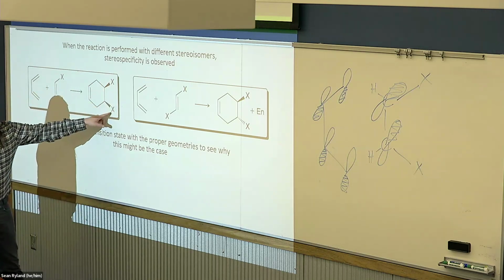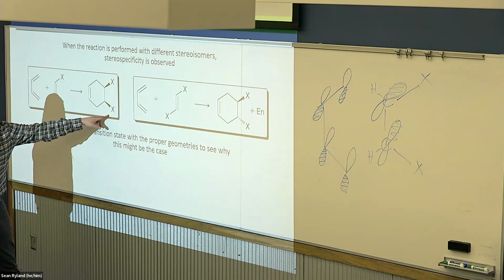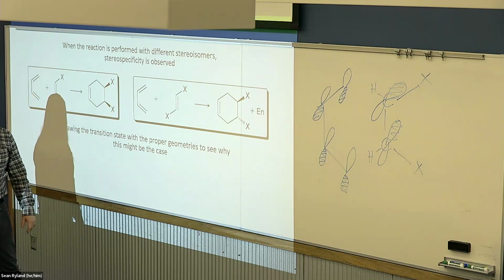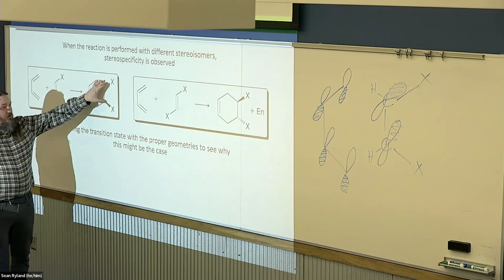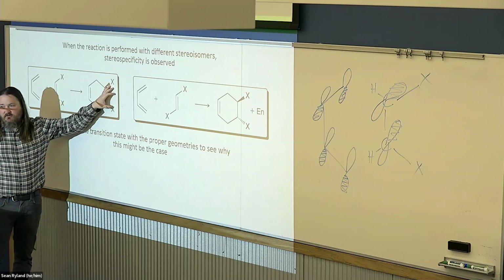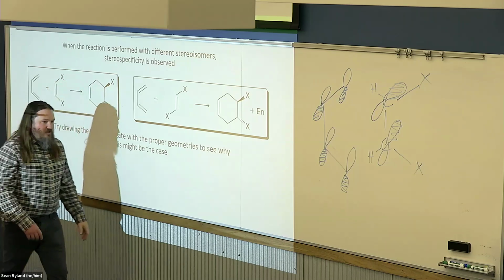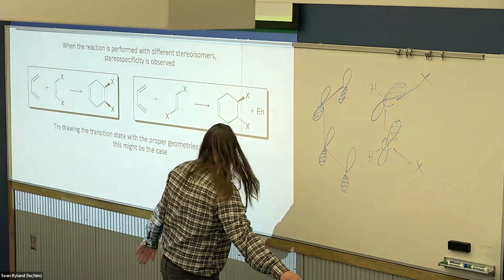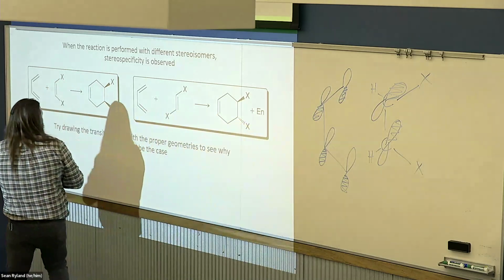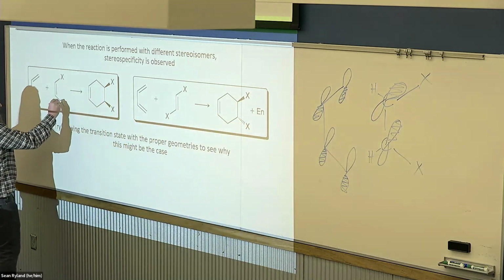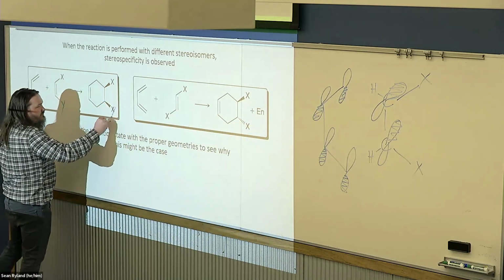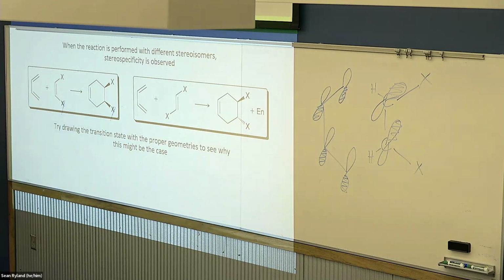If X is not the same as the other X, then we would get both enantiomers, but they would both be cis in each case. And so maybe it would make more sense if we call this, this is the meso compound, but if we call this a Y instead of an X. If it's two different things, then we can tell the difference. We don't have that internal mirror plane, and then we can say plus or minus enantiomer.